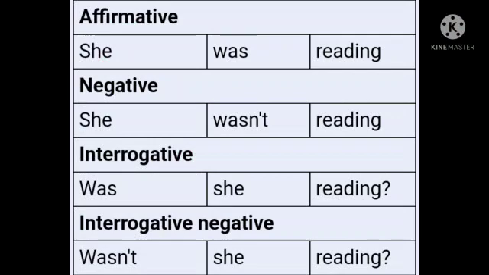Now if we talk over here about the affirmative, negative, interrogative or the negative of that interrogative, then the sentences would be, you can see here the example given over here, like she was reading, that is the affirmative one, and the negative will be she wasn't reading, and the interrogative is was she reading. Or you can say that if we have to convert that sentence into negative interrogative, then that will be wasn't she reading.